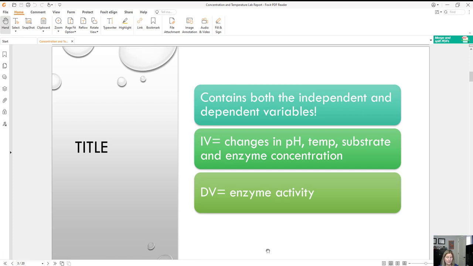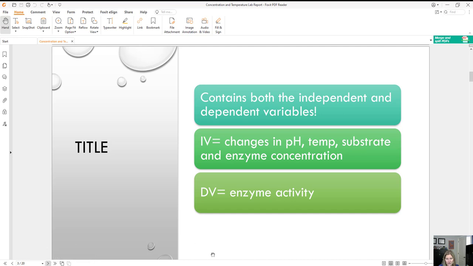So when I create this title, I want to include both the independent variable and the dependent variable. Usually I just put it all in one sentence. I might say something like, the effect of changes in pH, temperature, substrate, and enzyme concentration on enzyme activity. It could be something as simple as that, but it should be about a sentence long and include both the independent and dependent variables. That would be considered a straightforward, good title to go with.